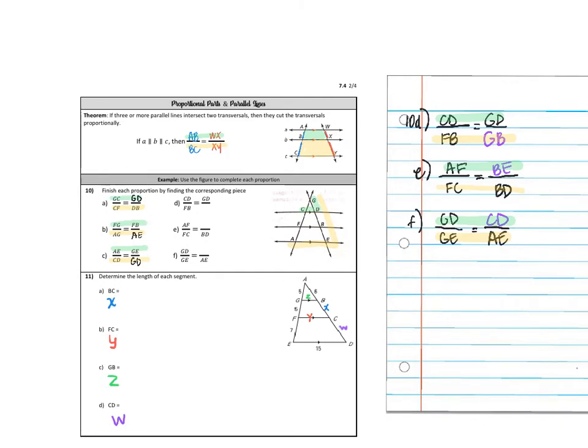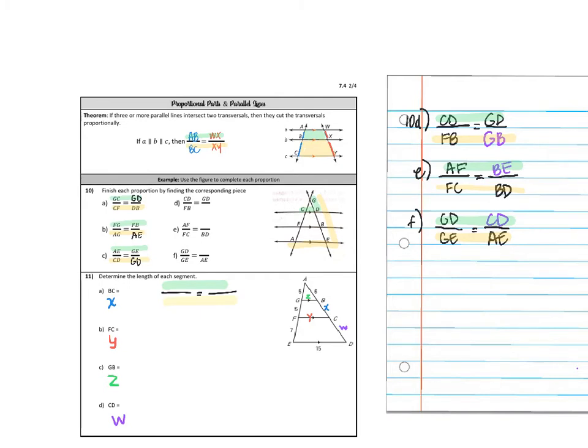Now, when we're solving each of these, we have choices of how we want to set up our proportions. Again, we want to be consistent with it, so let's stick with that green on top and yellow on the bottom. And when we choose our pieces, all we need to do is make sure we stay consistent.